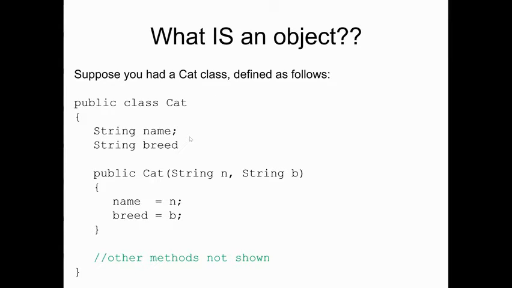What is an object? Well, suppose you had a cat class. So public class cat, string name, string breed, public cat, string n, string b. This is the constructor header, and it takes in the two strings for its name and breed, and it's assigned here.